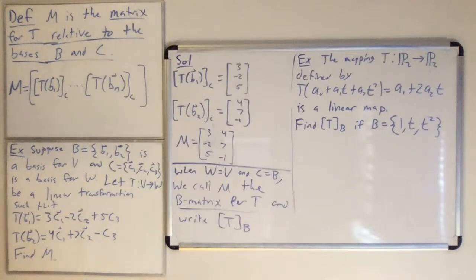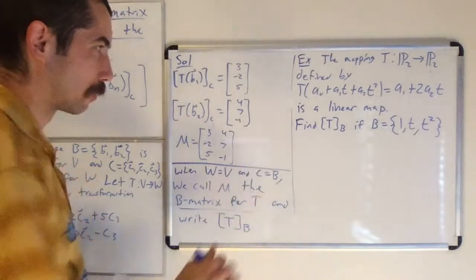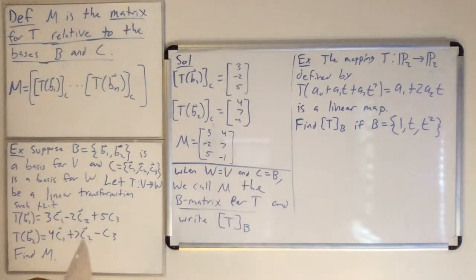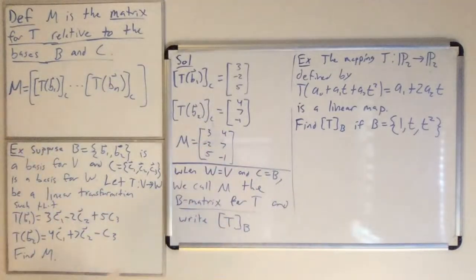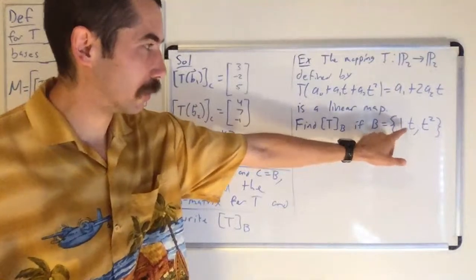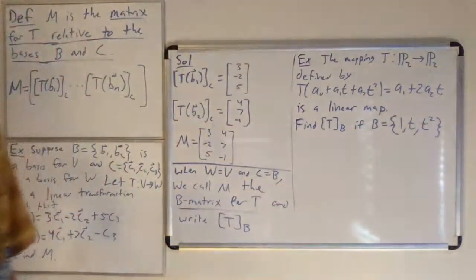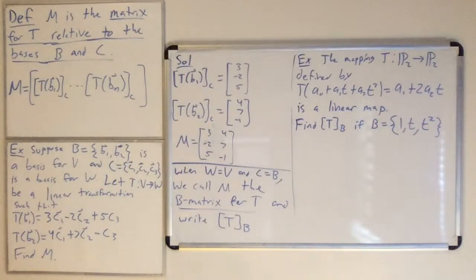So basically what we want to do is figure out what does 1 get sent to, what does t get sent to, and what does t squared get sent to. We want to figure out what each of the basis elements gets sent to, and then try to express this as a matrix.